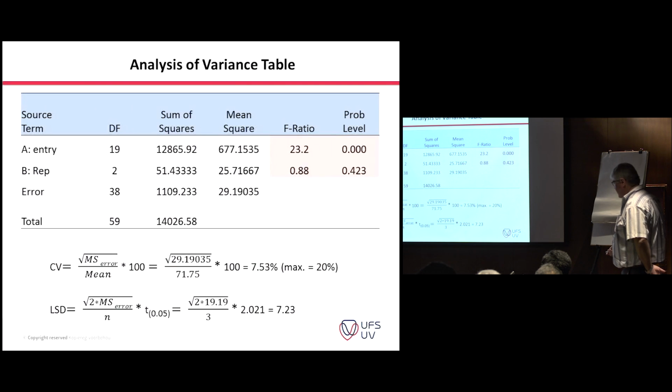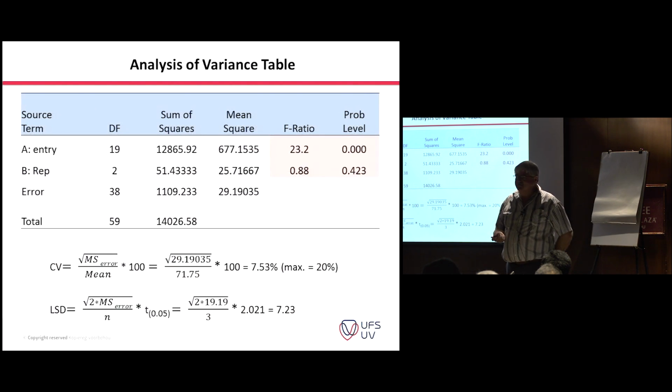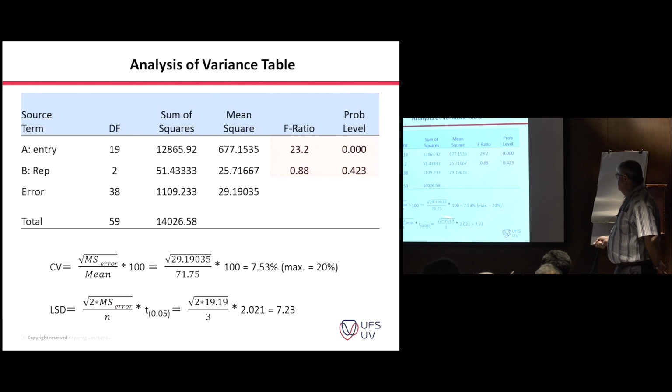What's more important is I want to know which cultivars differ from which cultivars. And we have various means tests that we can use to separate out the cultivar means. The one that's very often used is LSD, least significant differences. The agronomists like to use Tukey or Student-Newman-Keuls. There are a couple of these that can be applied.